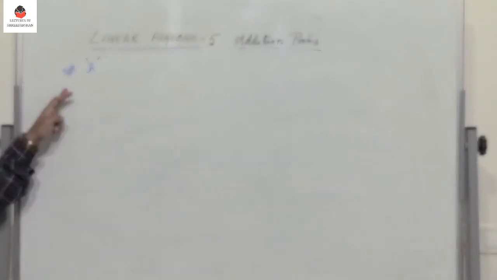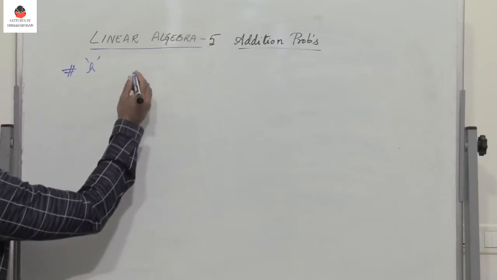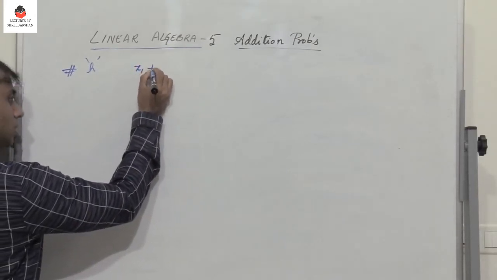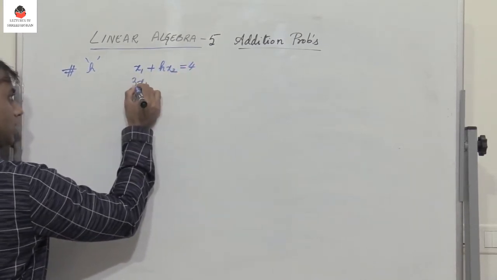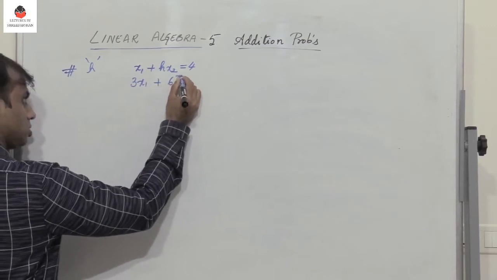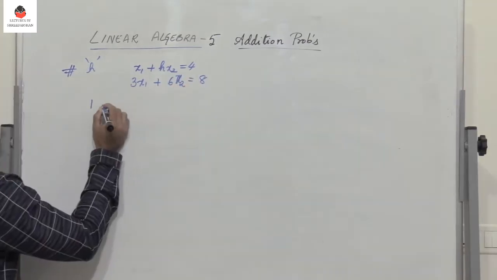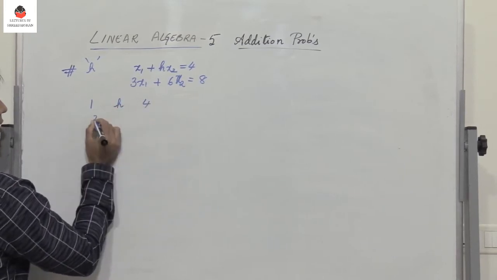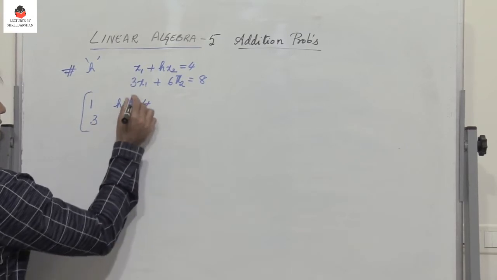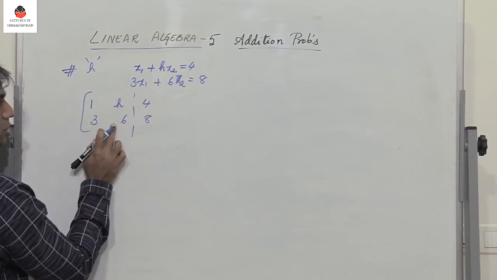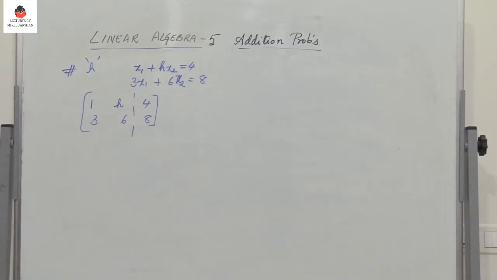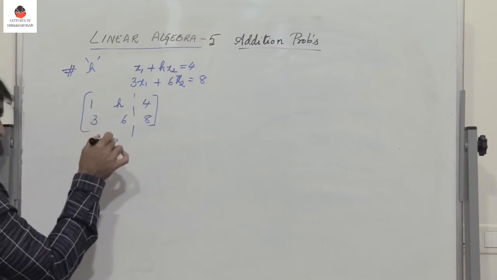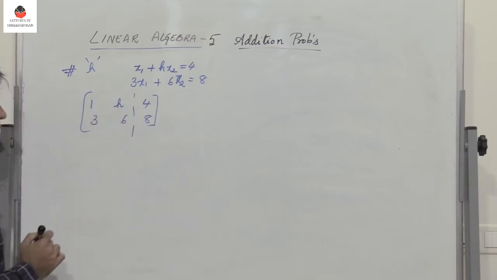We need to find the value of h such that the matrix is the augmented matrix of a consistent linear system. So we have the equations x1 plus h x2 equals 4 and 3 x1 plus 6 x2 equals 8. So we get [1 h 4; 3 6 8]. These are the coefficients of x1 and these are the coefficients of x2. This is the coefficient matrix, this is the augmented matrix. So we need to find the value of h such that we get a consistent linear system.